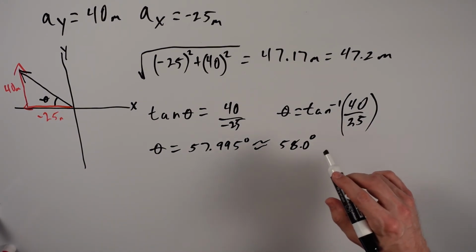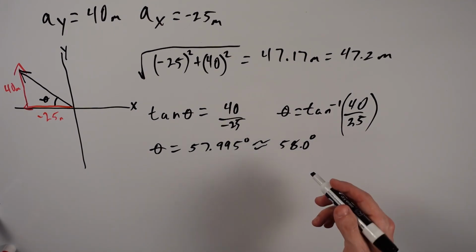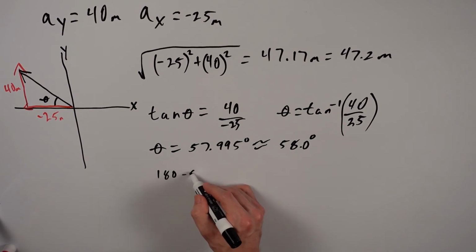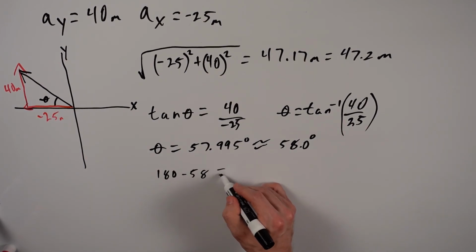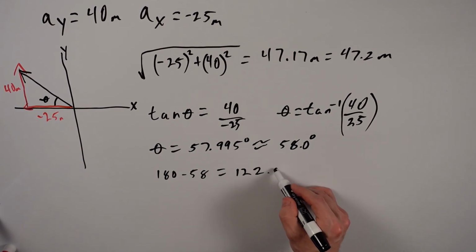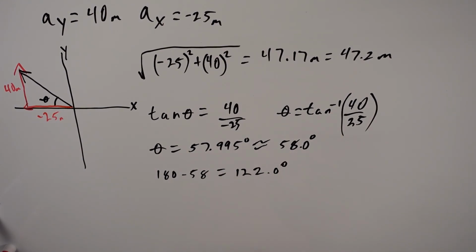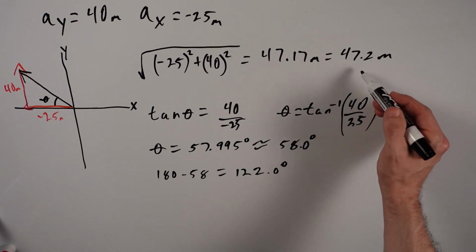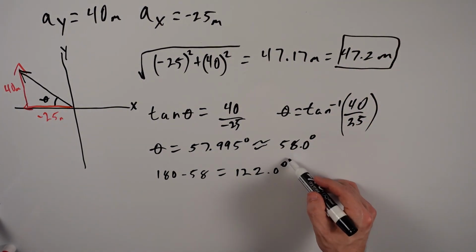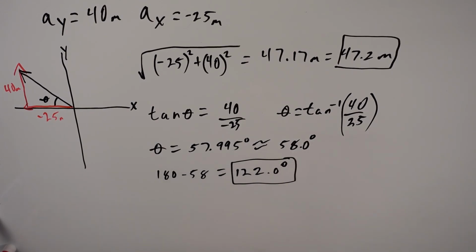And then we just subtract from 180 to bring this back around. So you have 180 minus 58 equals 122. And so that's it. So you have the angle, and then you have the magnitude right here. And that's both components to the vector.